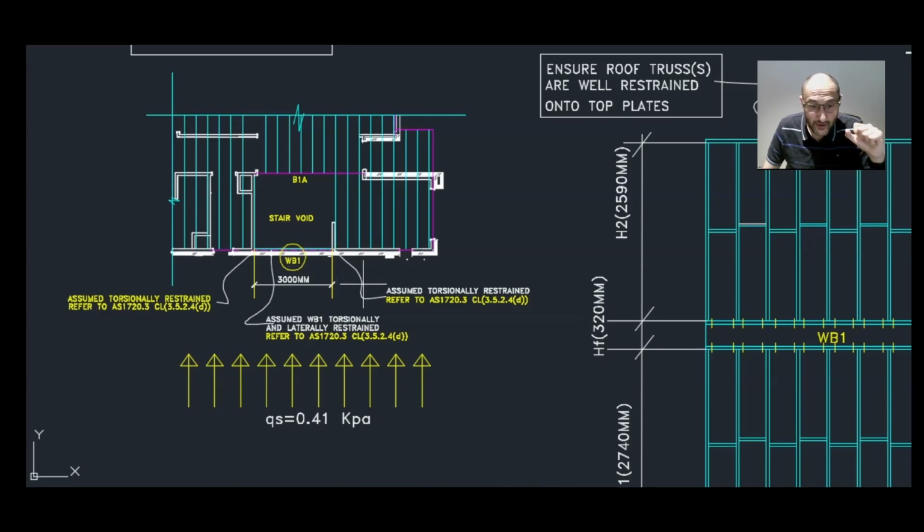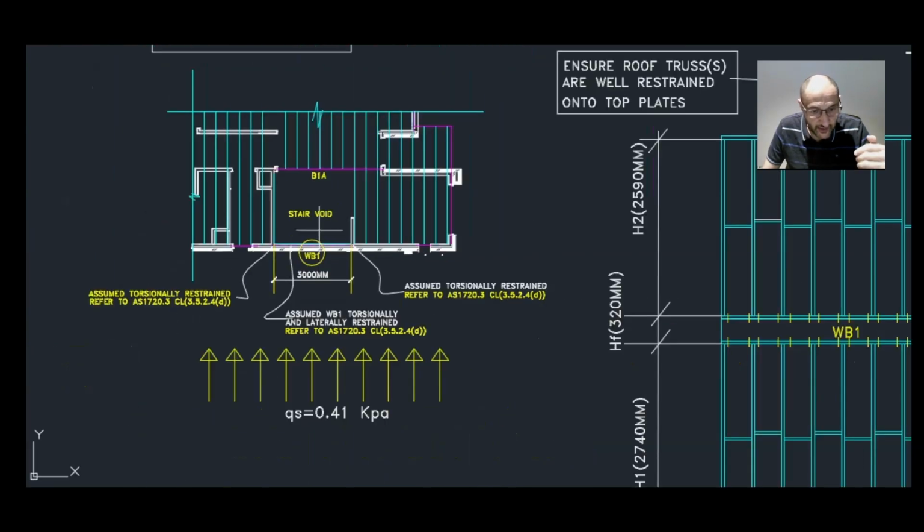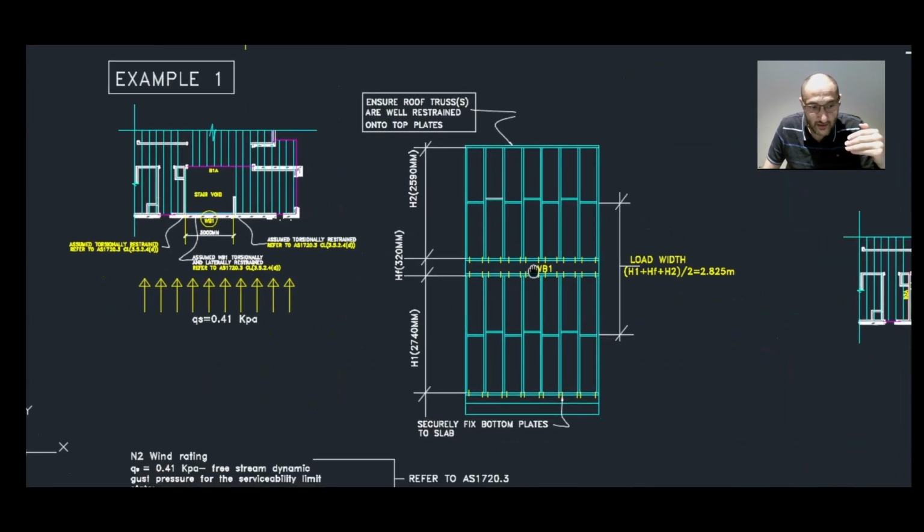So we need to work out the size and the spacings of the fixings required to unify this beam in order to transfer the horizontal loads from the wind into the frame. As you can see here, we have a section of the ground floor framing plan showing WB1 in a stair void area, and we have also shown the elevation of the wall framing on the right hand side here.